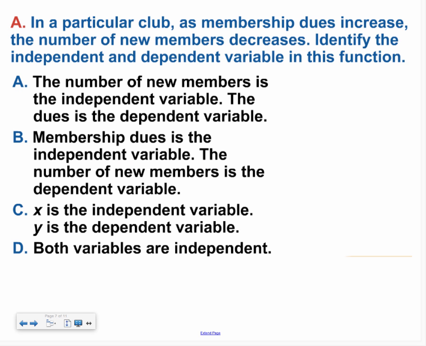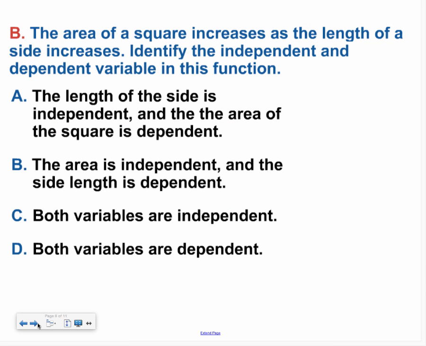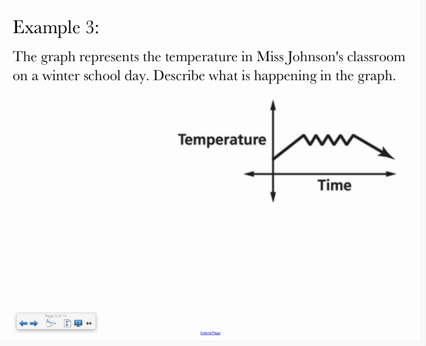Okay, your turn to look at this first example and determine what the independent and dependent variables are. Hopefully for this first one, you said that membership dues is the independent variable. The number of new members is the dependent variable. And try one more. Hopefully for this one, you said the length of the side is independent and the area of the square is the dependent. If you have questions on either of those, be sure to ask either myself or a friend. Now let's take a look at example 3.